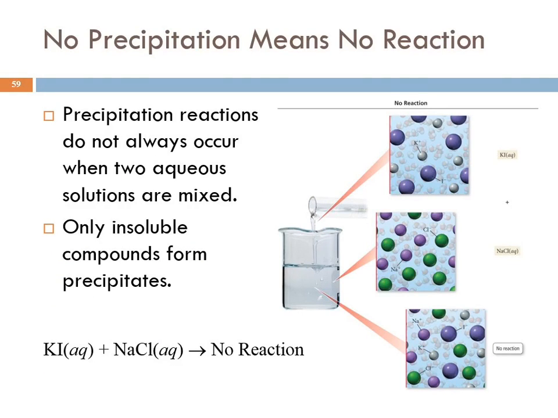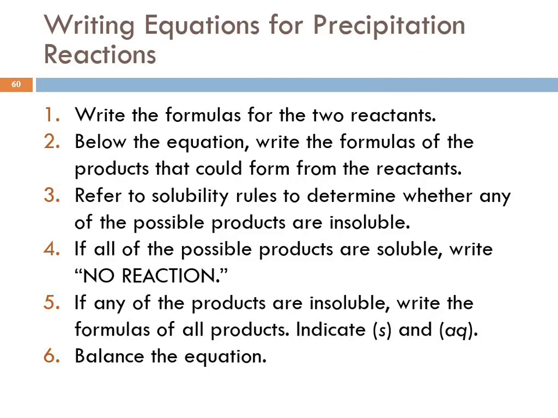If you mix two aqueous solutions and there's no precipitation, that means that no reaction happened. It's not a chemical reaction. It's just a physical change of mixing two things together. And precipitations do not always happen. If we mix potassium iodide and sodium chloride, there is no reaction that occurs. We start with potassium ions and iodide ions and sodium ions and chloride ions. And when we mix them together, we still have those same ions. We have no new solid being formed. That's not a reaction. It's just something mixing.